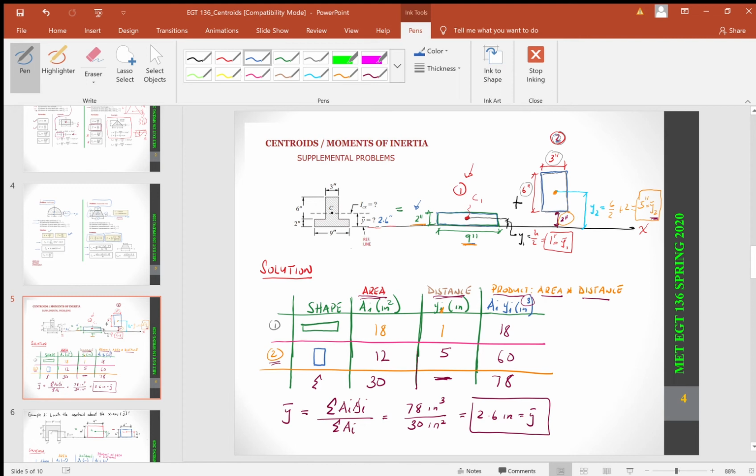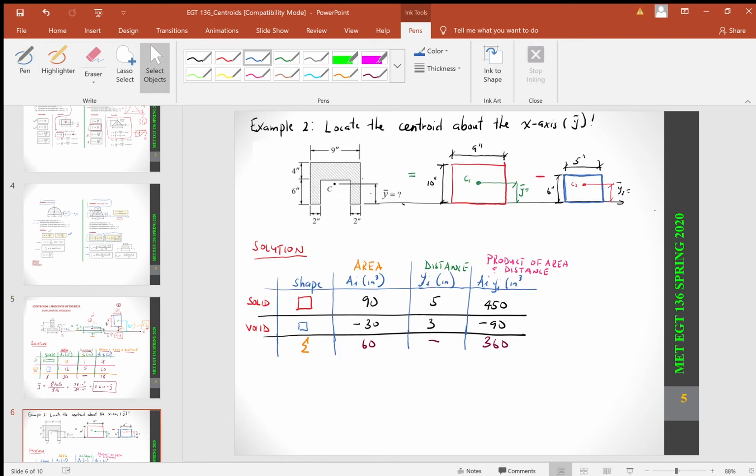Okay, let's look at another example. I have here this geometric shape, and I've been given the different dimensions. Now, in this case, we have a void. This is typically a hollow space in that geometric shape. So one thing you can do is just outline the whole thing first, which I have right here. Let's pretend this is all one solid piece, and this is going to be the void.